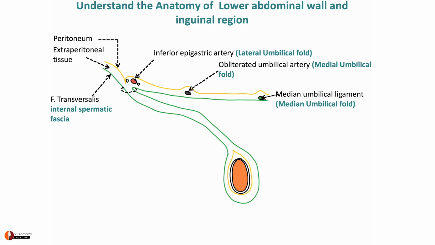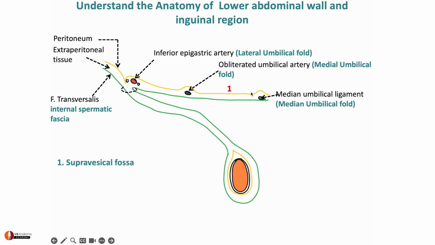Now you can see that the peritoneum seems to have formed folds over these. Each of these folds has a name to it. This in the midline is called median umbilical fold. This lateral to it is called medial umbilical fold. This is called as the lateral umbilical fold.